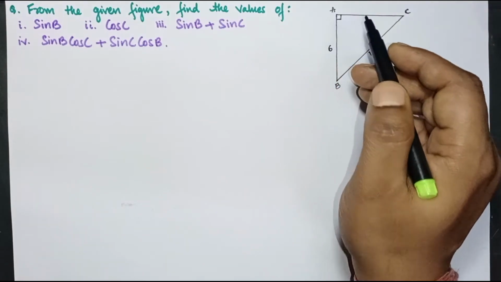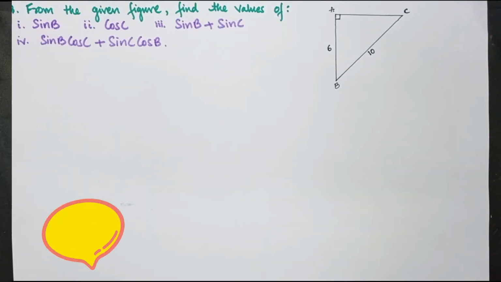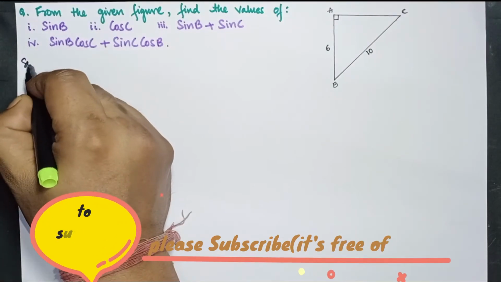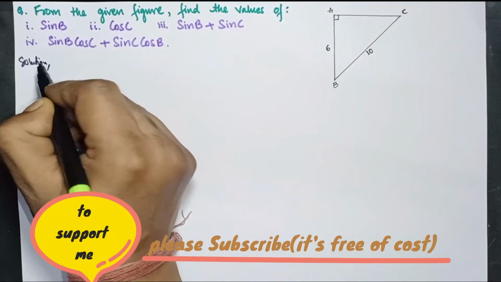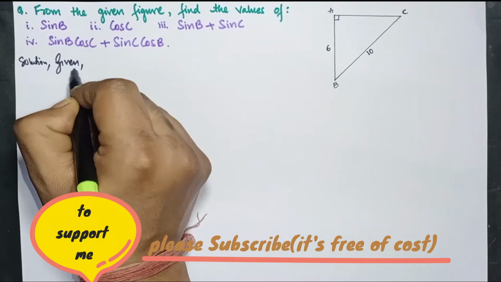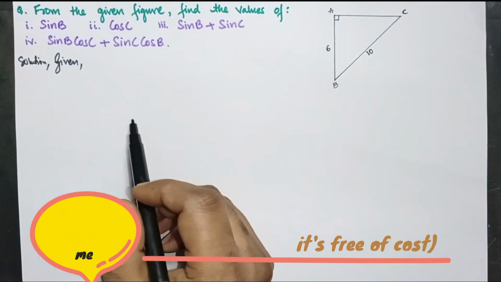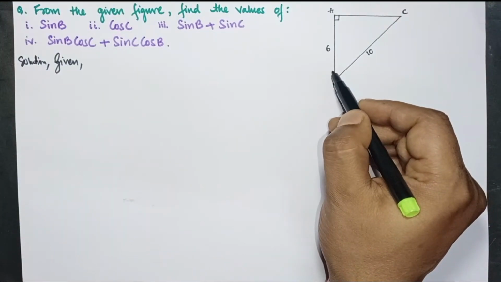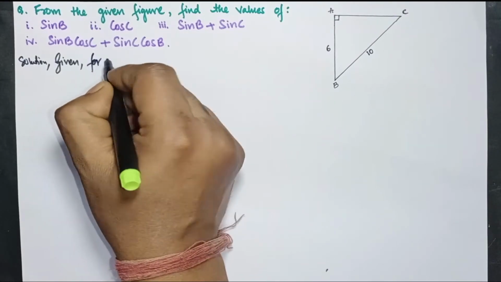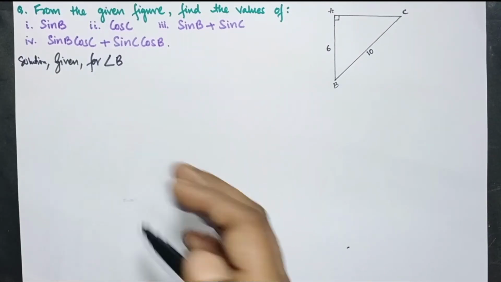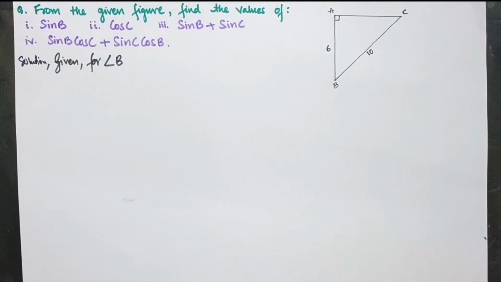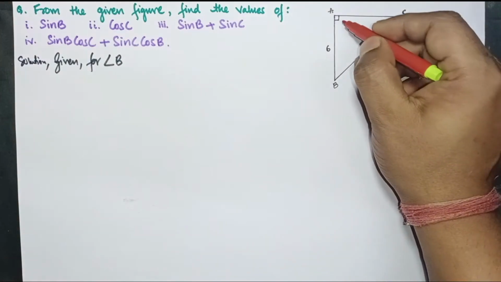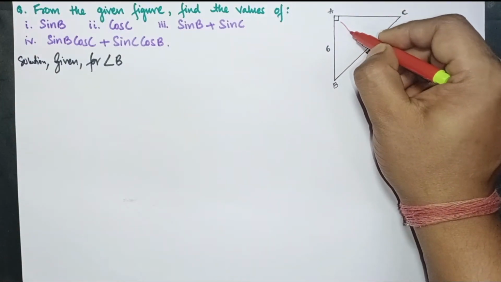So from the figure, what we can do is, solution: given from the figure you can see. For this, first we will do for angle B. So I am taking angle B. As you know, the hypotenuse never changes. The 90 degree opposite is your hypotenuse.